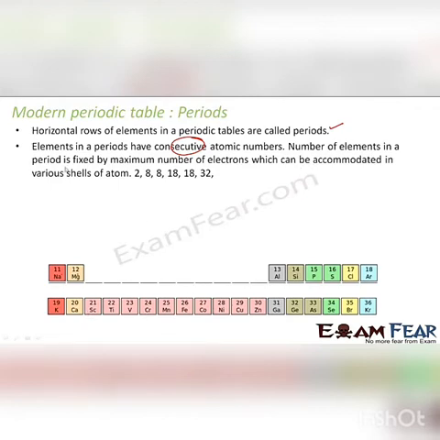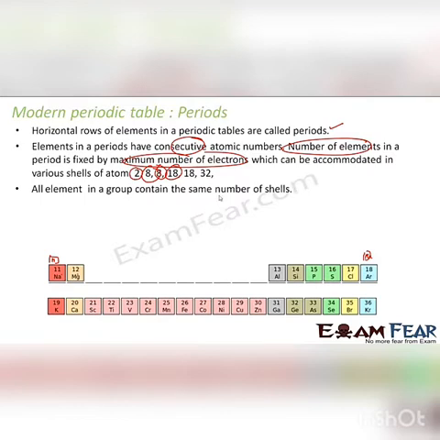Also, the number of elements in the period is fixed by the maximum number of electrons which can be in the valence shell. For example, the first one is hydrogen and this is helium. So they have two. The first period has only 2 elements maximum. The second is 8: lithium, and so on. Then we have sodium, magnesium, which also has 8, and this one has 18, right? So the number of elements is nothing but the maximum number of electrons in the outermost shells.